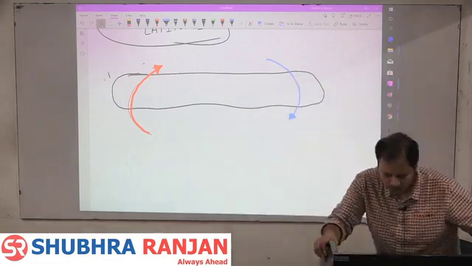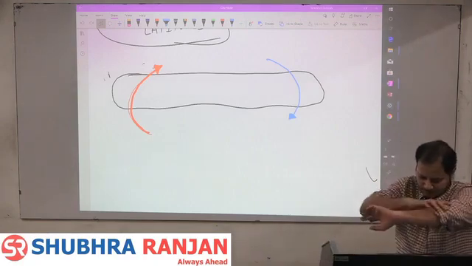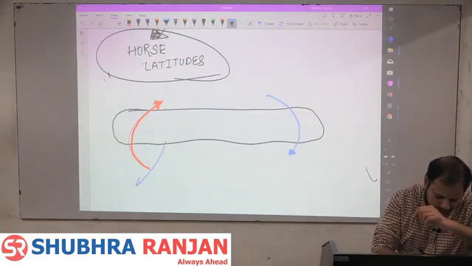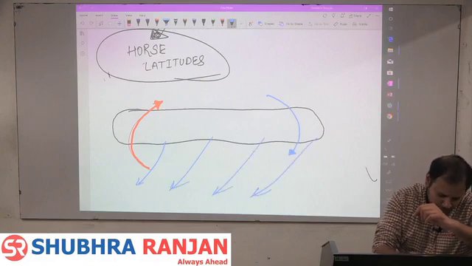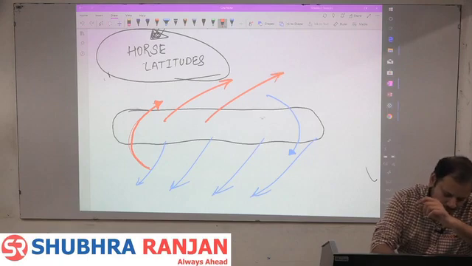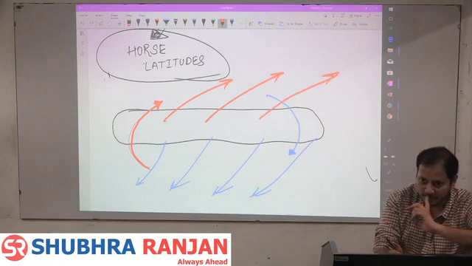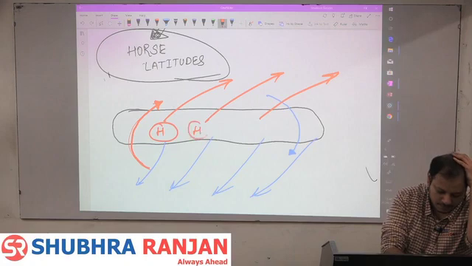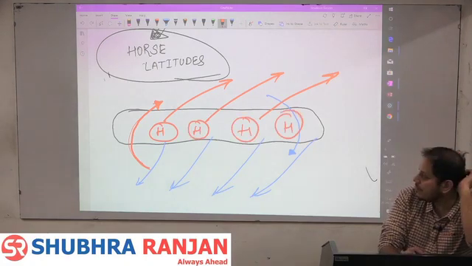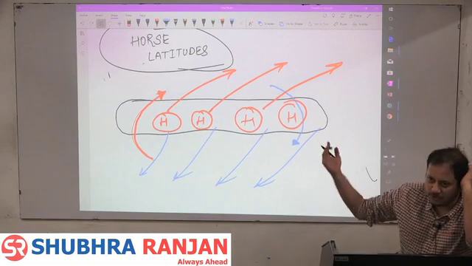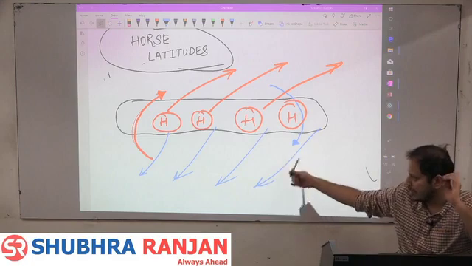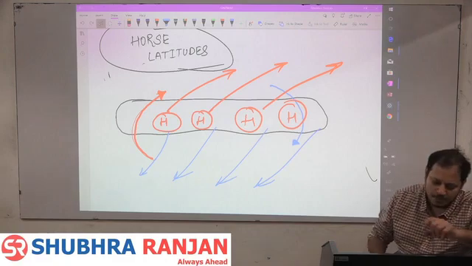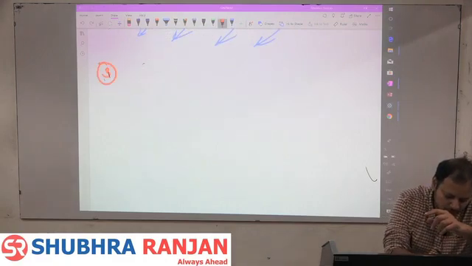Last point. This zone is the zone of origin of trade winds and westerlies. Clear? Upar jo ja rahi hai, that is westerlies. Jo niche aa rahi hai, that is the trade winds. Wo aayegi towards the equator. And then it will form at ITCZ. Fine? Third, subpolar low pressure belt.